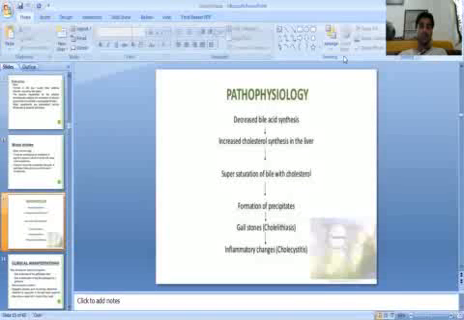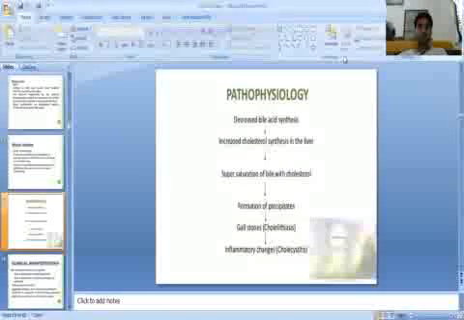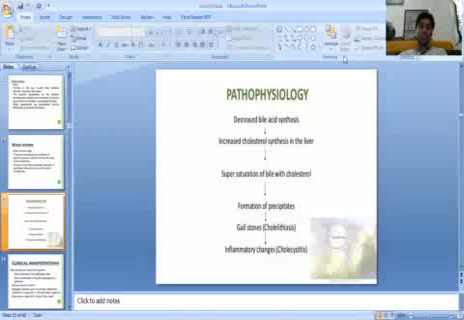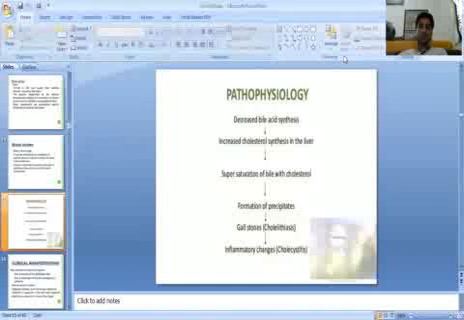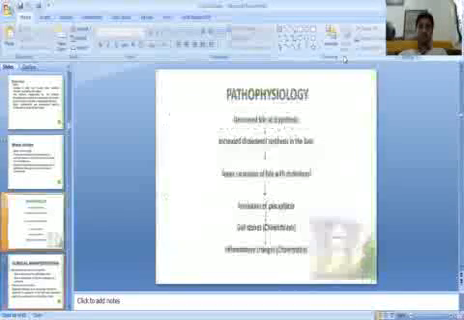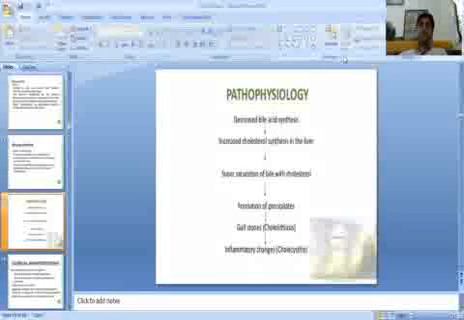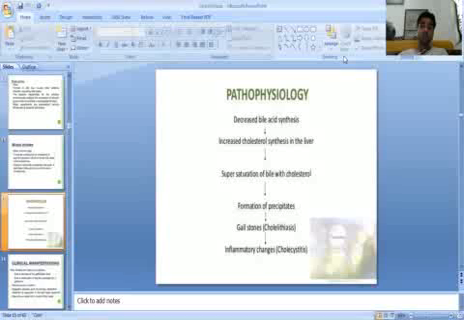Let's begin with pathophysiology. Decreased bile acid synthesis and increased cholesterol synthesis in the liver lead to supersaturation of bile with cholesterol and formation of precipitants. This leads to gallstones, cholelithiasis. Then inflammatory change is called cholecystitis. So students, this is the pathophysiology of cholelithiasis.